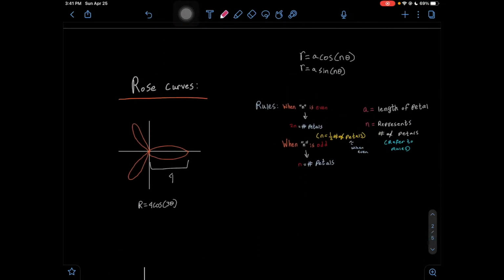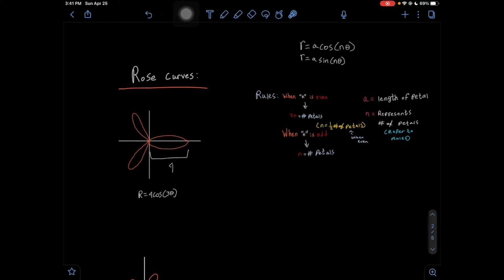So let's go ahead and look at the next type of polar curve, that being a rose curve.